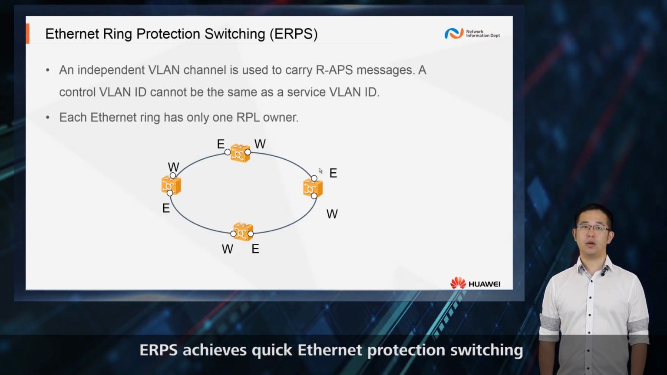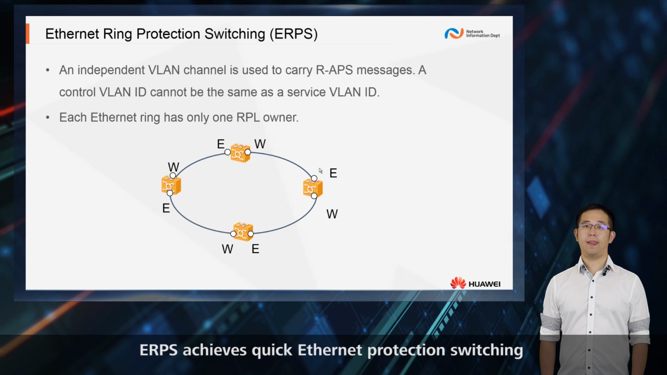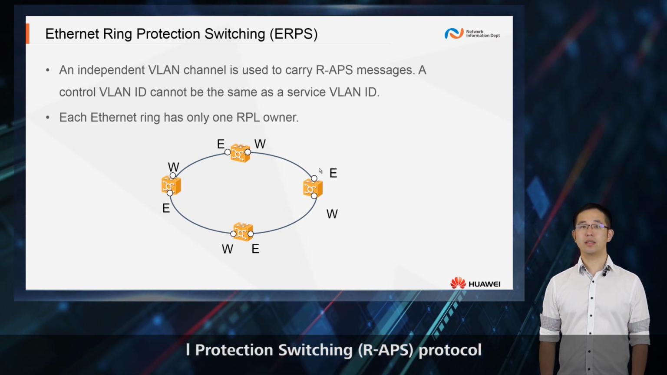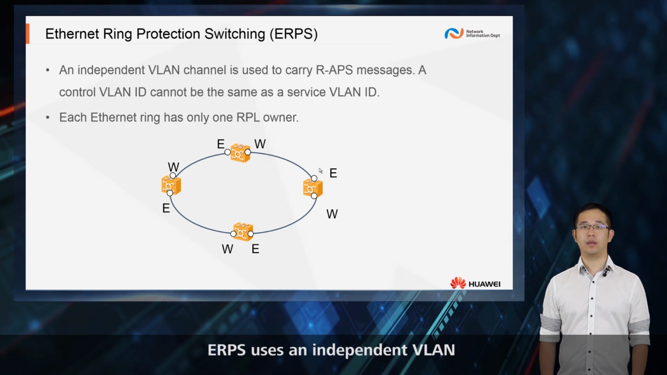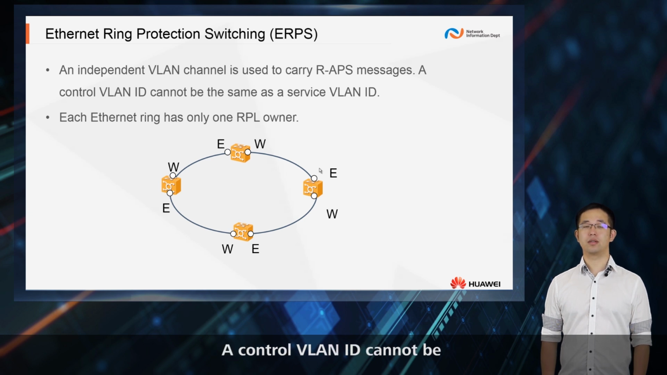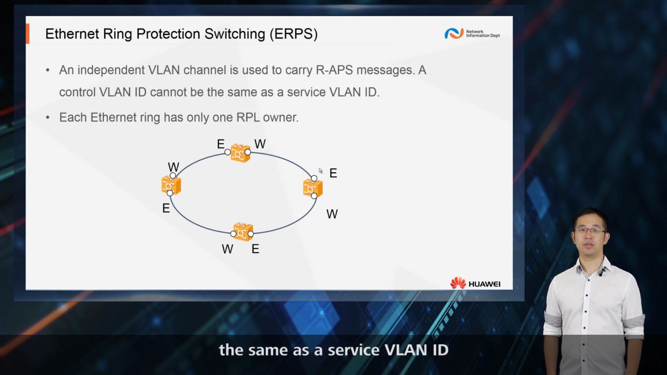ERPS achieves quick Ethernet protection switching by using the Ring Automatic Protection Switching (RAPS) protocol. ERPS uses an independent VLAN channel to carry RAPS messages. A control VLAN ID cannot be the same as a service VLAN ID.